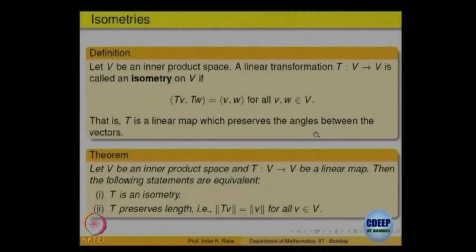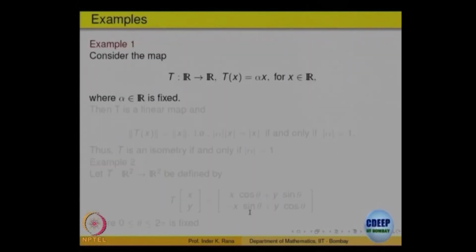So, that shows that if T is an isometry, that it preserves inner product, then it also preserves the magnitude of the vectors.